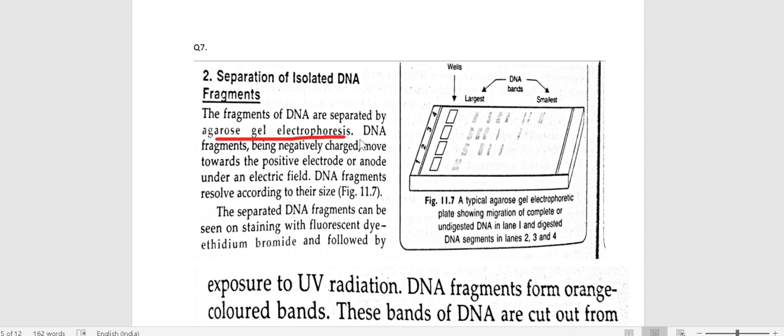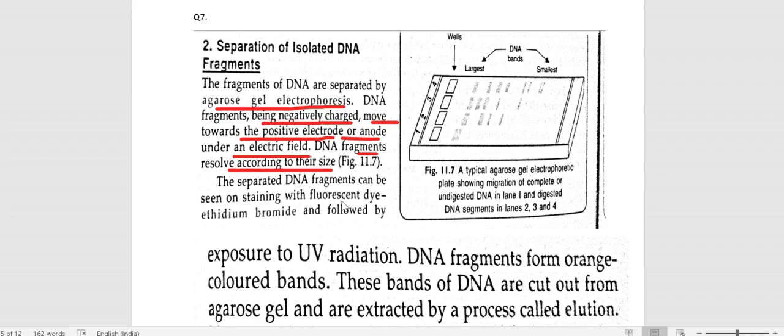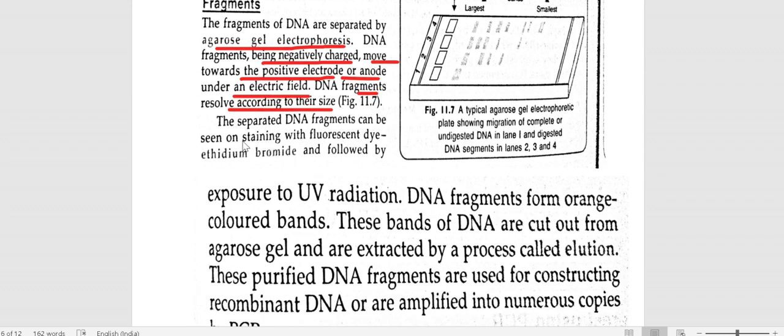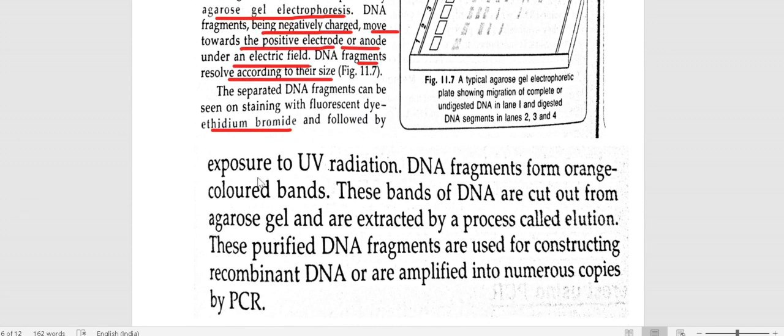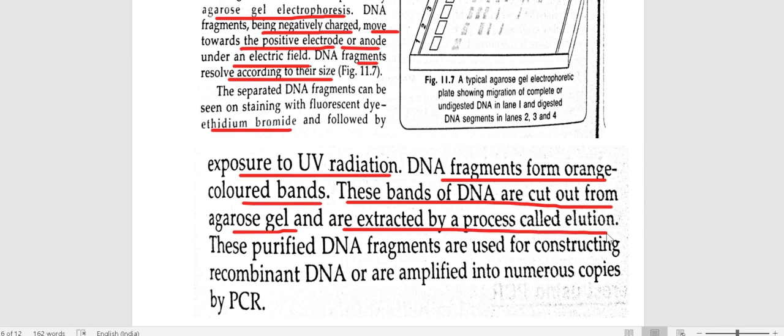Before that we should know one thing: the DNA fragments, being negatively charged, move towards the positively charged electrode or anode under an electric field. DNA fragments resolve according to their size. The separated DNA fragments can be seen on staining with a fluorescent dye, that is ethidium bromide, followed by exposure to UV radiation. Then DNA fragments form orange colored bands, and these bands of DNA are cut out from the agarose gel and are extracted by a process called elution.